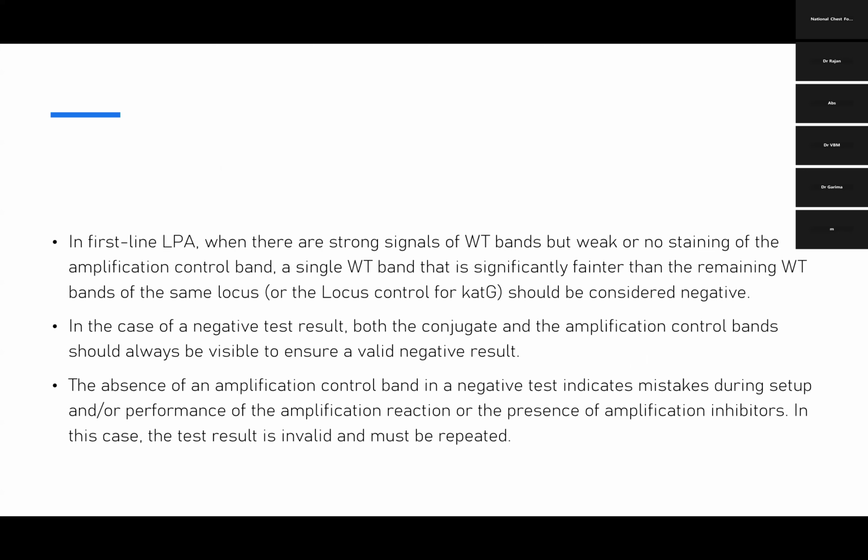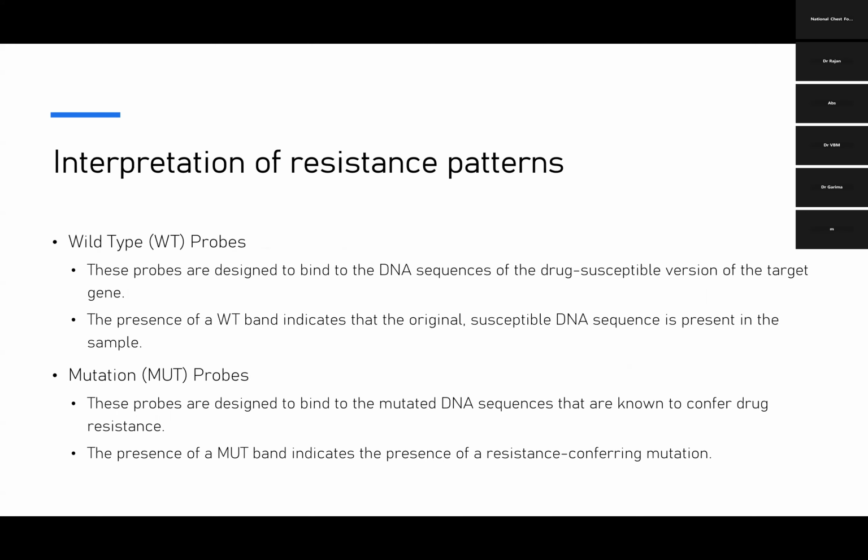So in the first-line LPA, when there are strong signals in the WT bands but weak or no staining in the amplification control band, that is, a single WT band that is significantly fainter than the remaining WT bands, the signals should be considered negative. So again, if there is no staining or weak staining of the amplification control, you should not consider that a valid test. In case of a negative test result, both the conjugate and the amplification control bands should be visible to ensure a valid negative result. The basic underlying principle is that you should always ensure that the amplification control band and the conjugate control band are both positive.